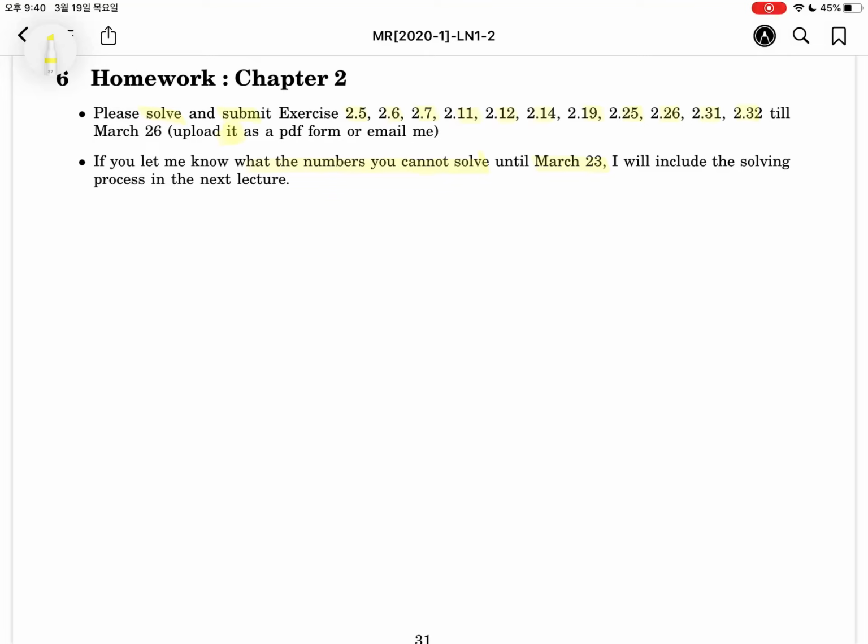Until then, if you cannot solve some exercise, let me know. At that time, I will include the solving procedures in the next lecture.